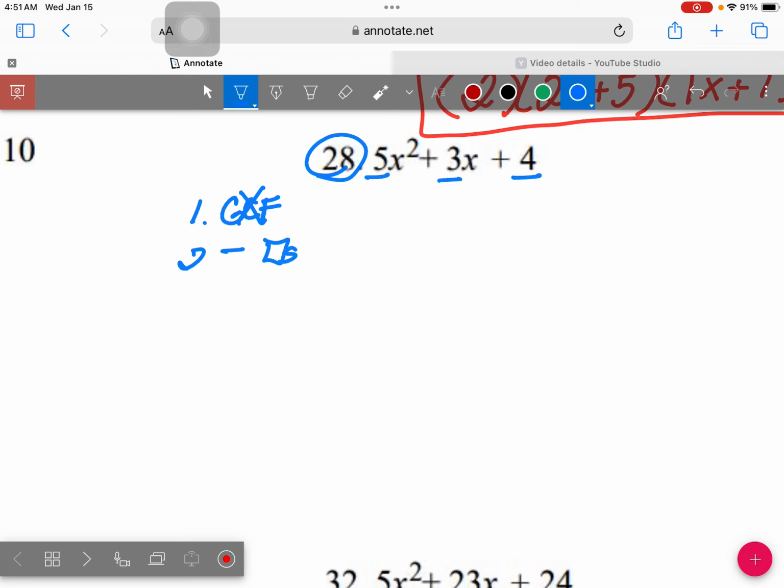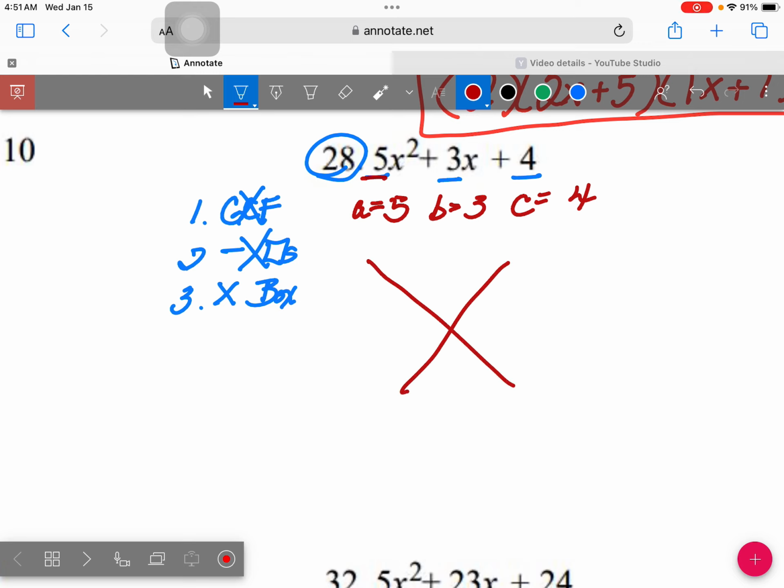So, no greatest common factor, no difference of two perfect squares, so it is the X box. Difference of squares, that's not going to work. X box. And first of all, A is equal to 5, B is equal to 3, and C is equal to 4. So in the X, A times C, the first times the last, 5 times 4 is 20. And the B at the bottom is going to be 3. So I need factors of 20 which add up to be 3.